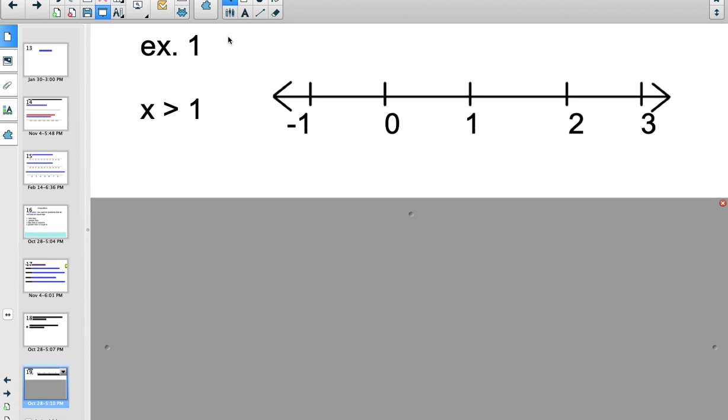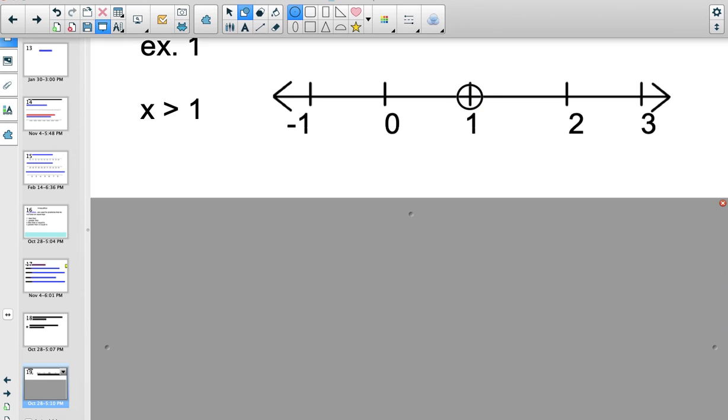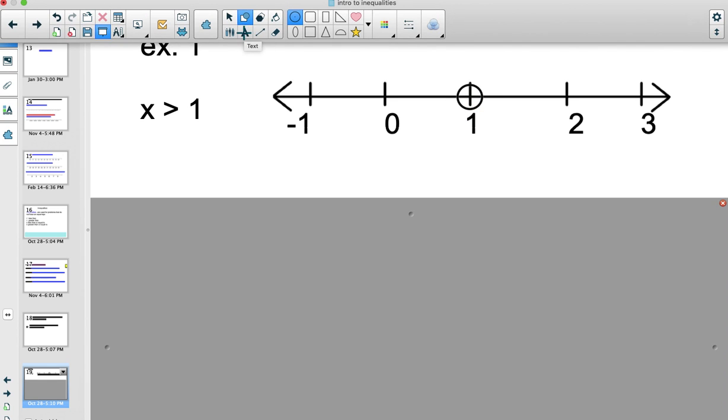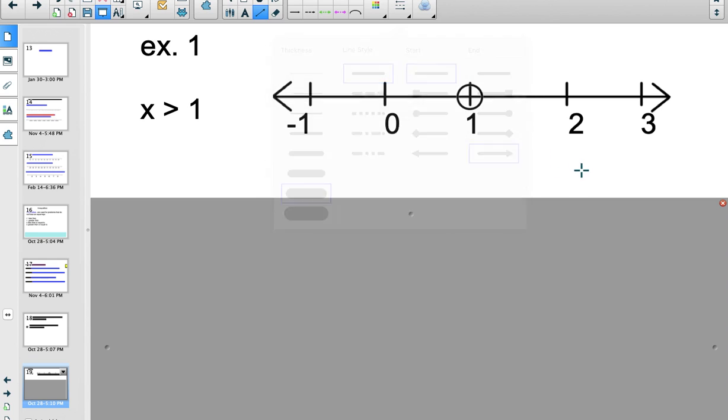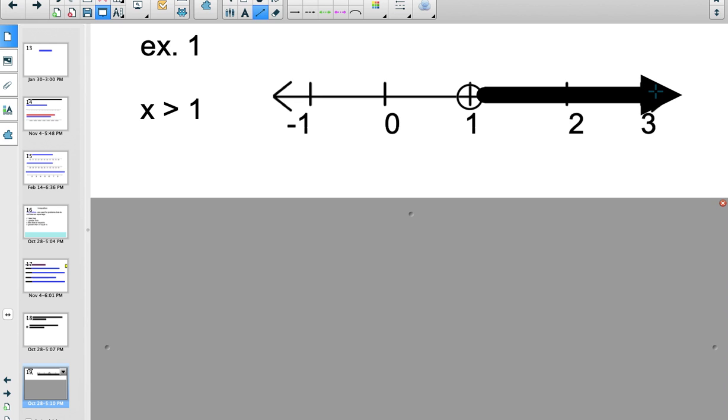All right, so let's practice this. How would I read this? Well, you would read this as x is greater than 1. Is it equal to 1? No. So I'm going to want to use an open circle, and then greater than 1, and I'm going to want to shade to the right. Let's see if this looks good. Oh yeah, that came out nice. All right, shade to the right.